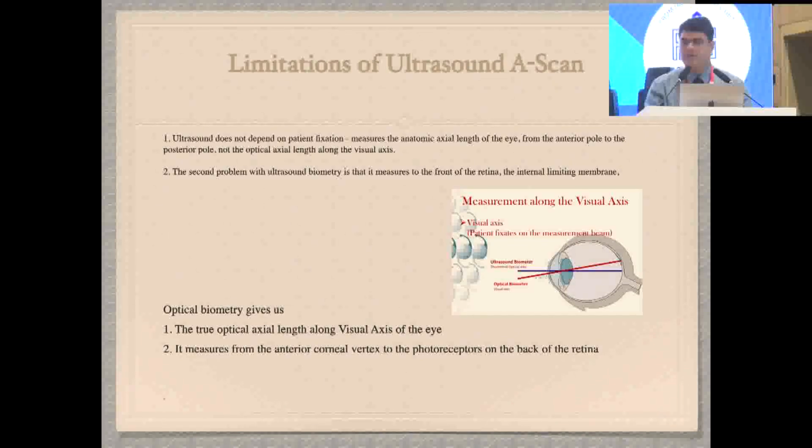The second problem with ultrasound biometry is that it measures in front of the retina, that is, from the internal limiting membrane. Whereas if you look at optical biometry, these two problems are solved. Firstly, optical biometers measure the true optical axial length along the visual axis of the eye. And secondly, they measure from the photoreceptors on the back of the retina, where we get the true axial length of the eye.